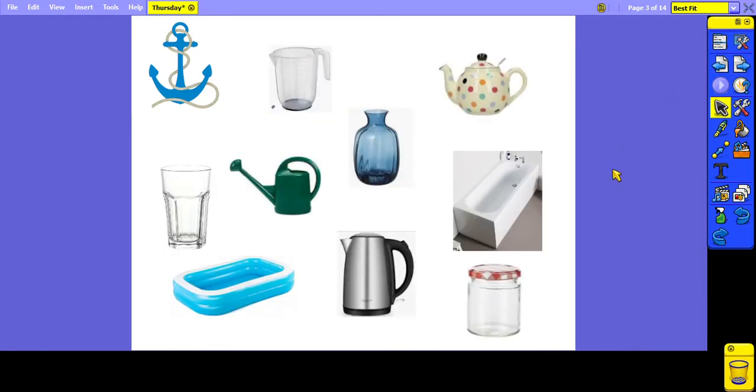And here are some of the different objects you might have come across. So things like a jug, teapot, a vase, watering can, glass, a paddling pool maybe, a kettle, jar and a bath, but there are loads more that you may have spotted. Maybe send me or Mrs. Bickendine a picture of yourself with some of the different containers that you've managed to find.